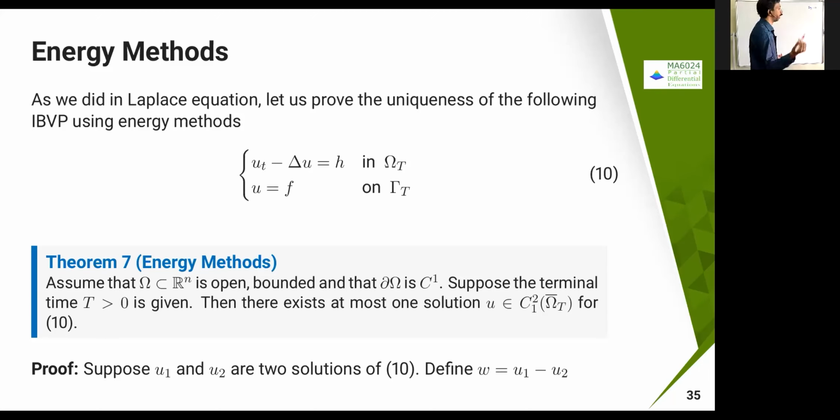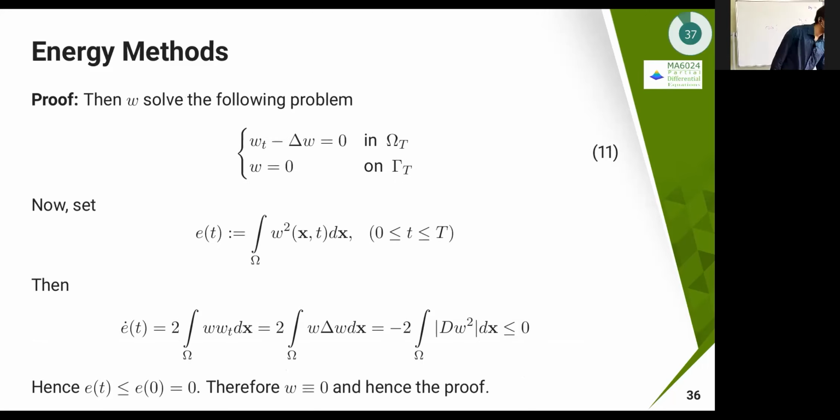Whether it is the wave equation, heat equation or Laplace equation, we immediately define that u1 and u2 are two solutions of the heat equation, or Laplace equation or wave equation. Same thing. Then I define w equal to u1 minus u2. What I have to claim is that w equals 0. That's the only thing I have to do. Now I define some E of t, and I'll claim that this E of t becomes 0.